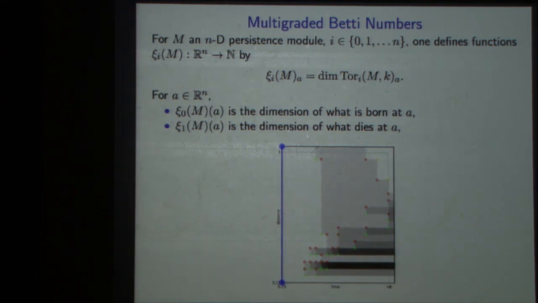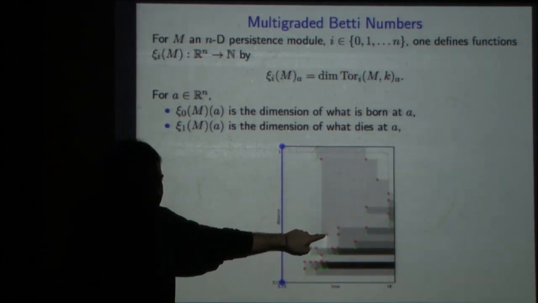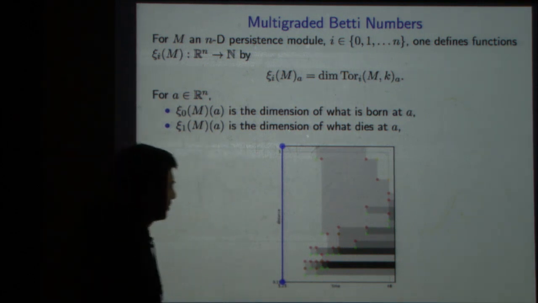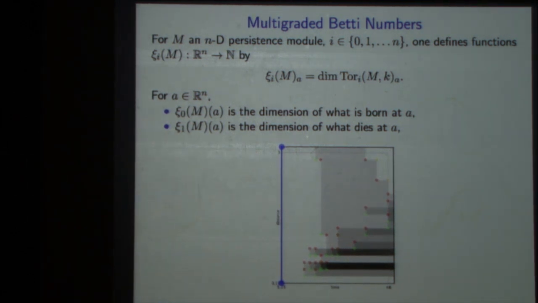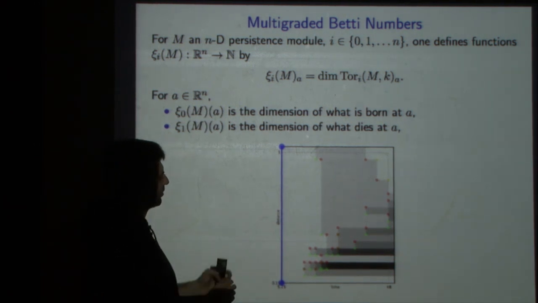But let's forget the homological algebra definition and just talk about them intuitively. Intuitively, xi 0 of M is the dimension of what is born at a. So for example, if you look in this picture, the dimension of everything is 0, but over here I have a green dot. Something is being born because you see non-trivial vector spaces afterwards.